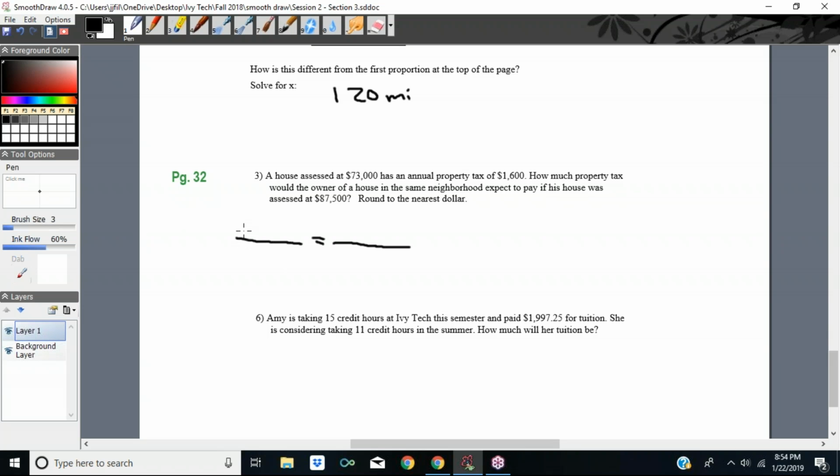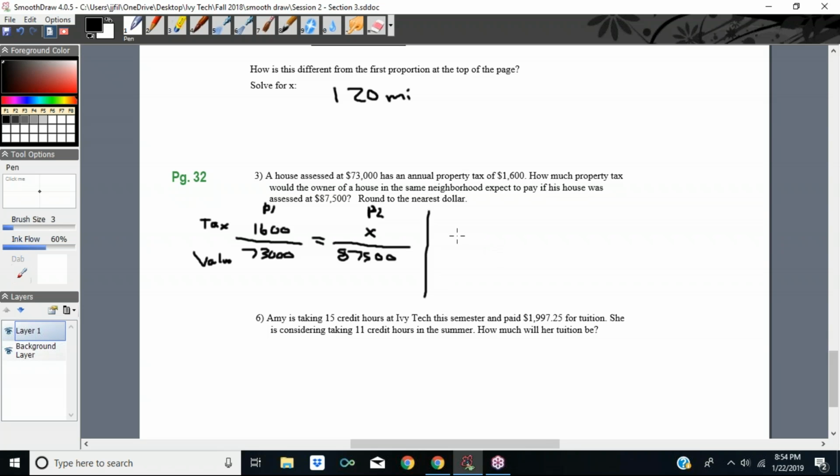So one way to do this is to put the tax on the top and the value on the bottom. So we have property 1, property 2. So property 1, tax is $1,600, value is $73,000. Property 2, we don't know the tax, but we know the property value is $87,500. So that's one way to set it up.